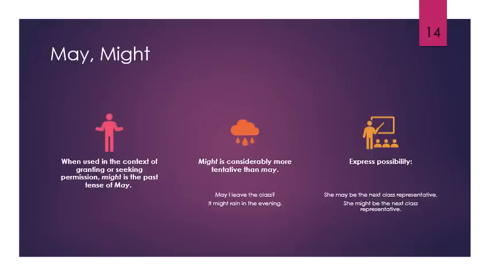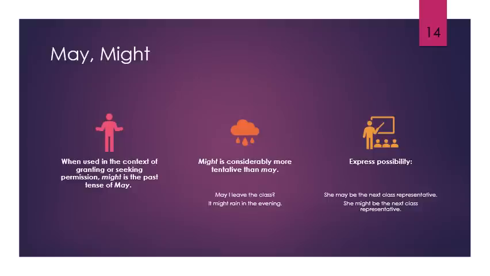Might is considerably more tentative than may. More tentative would mean may has still some kind of surety to it, but might lacks that surety. It is less sure of a word. May I leave the class? It's a polite form of asking for permission. If I say it may rain in the evening, it means I'm more sure that it will rain. But the moment I say it might, it means the chances of the thing happening are very meager, very less.